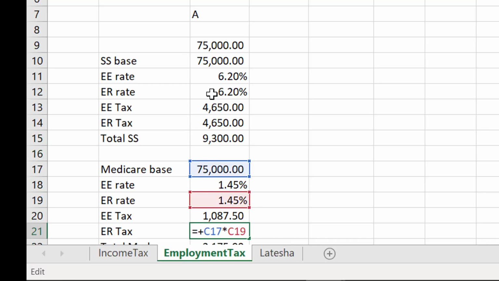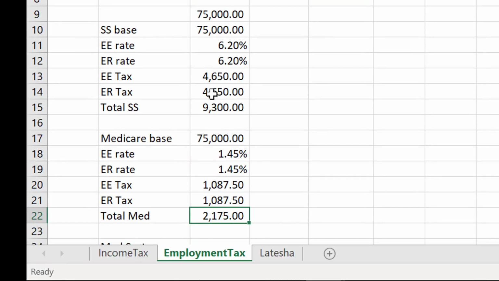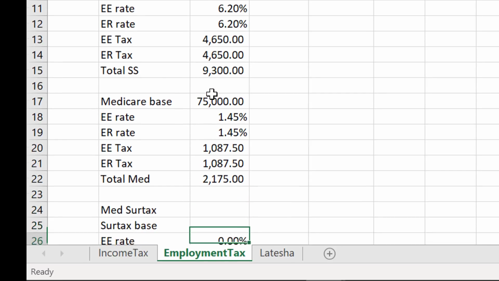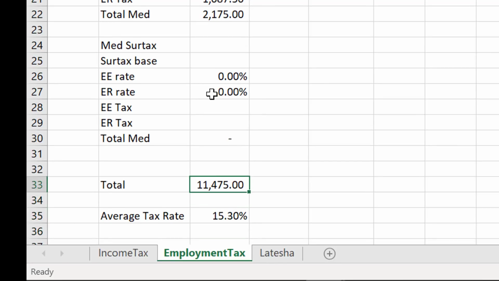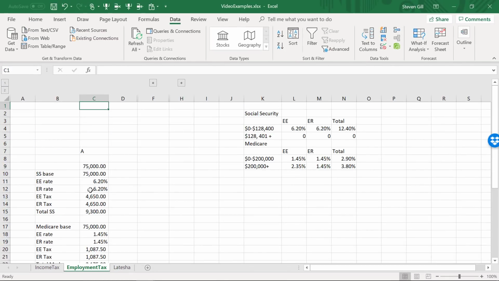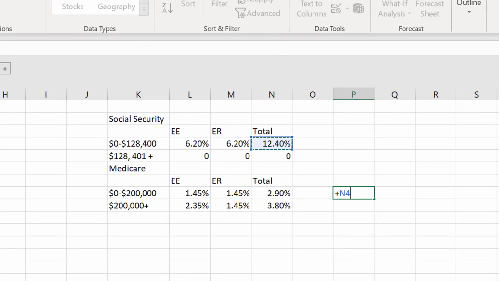Medicare works very similarly. The employer's share and the employee share are each times 1.45, for a total Medicare of $2,175. There's no additional medical surtax associated with the Affordable Care Act, so the total is $11,475 for an average tax rate at $75,000 of 15.3%, which we really could have confirmed right here. So the 15.3 is simply the 12.4 of Social Security plus the 2.9 of Medicare.